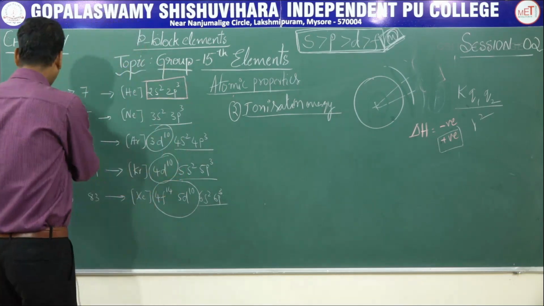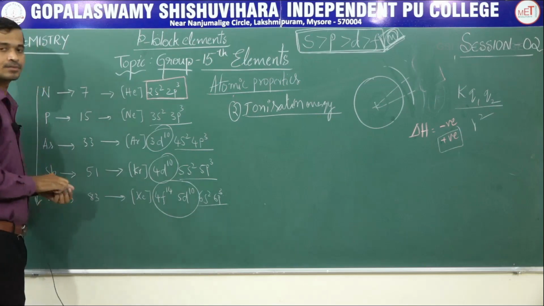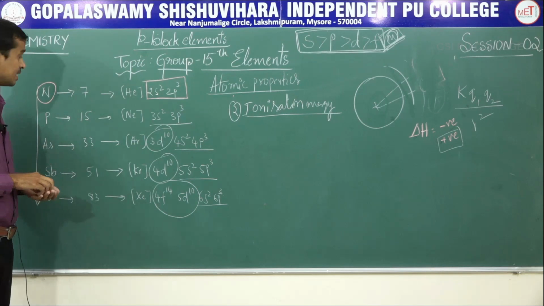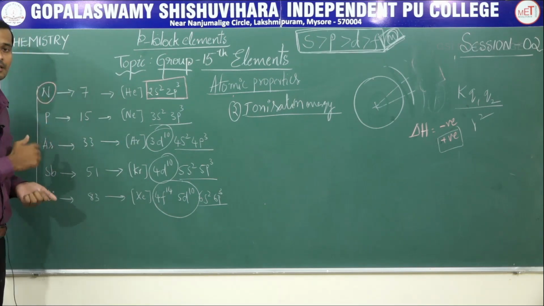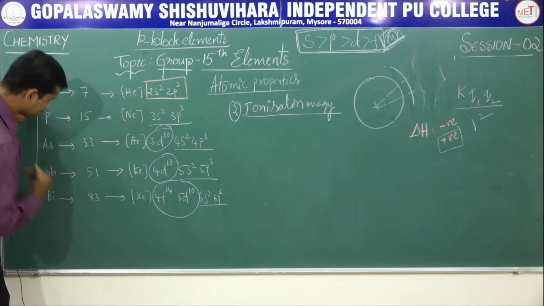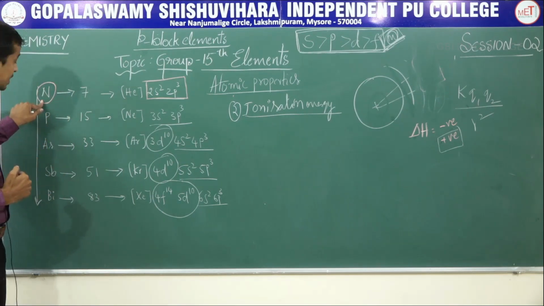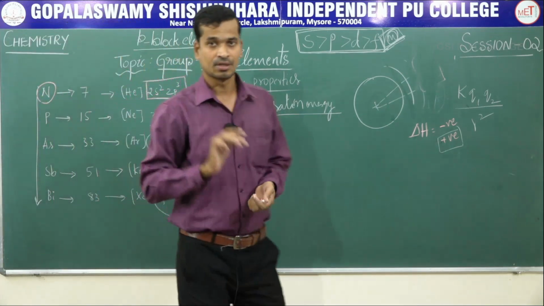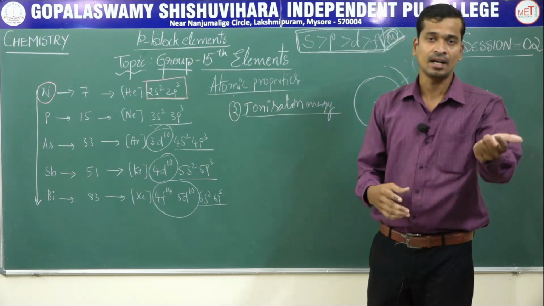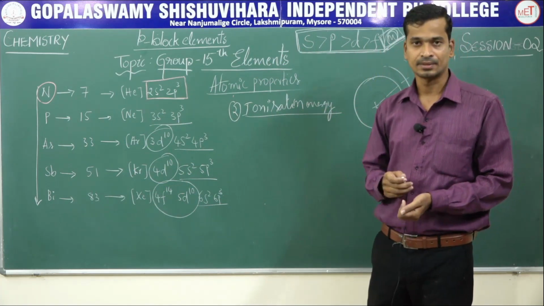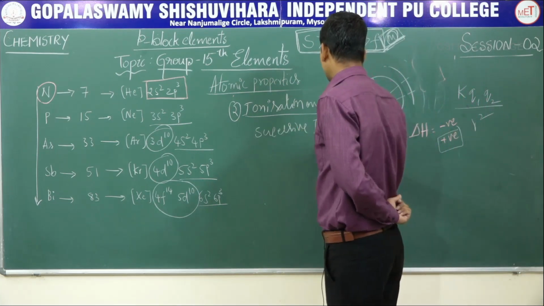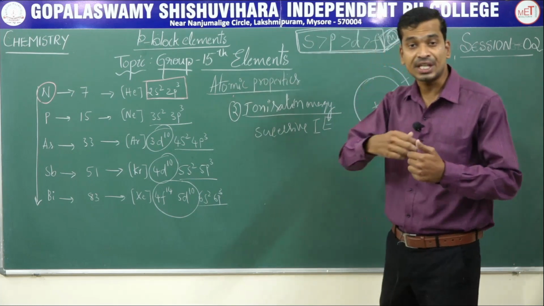Next, let us consider group 15. Nitrogen has a very high ionization energy in the group. What is the reason? Smaller atomic size. From nitrogen to bismuth, the ionization energy decreases due to the increase in atomic size and the decrease in effective nuclear charge. Next, another important point: successive ionization energy increases.